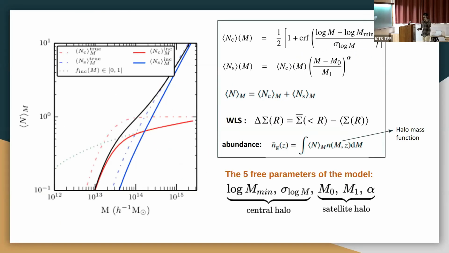Once you measure the signal, you also have to model it to infer some halo masses and other properties of your galaxy distribution. In the modeling, there are central and satellite halo occupation distribution functions, which are used to fill up the halos of certain mass with galaxies. I'll skip the details and just mention that there are 5 parameters. Log M min is the mass of the central halo, and this is the scatter in the central halo. I'm more interested in these 2 parameters than the satellite parameters.